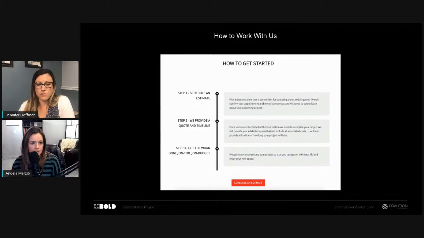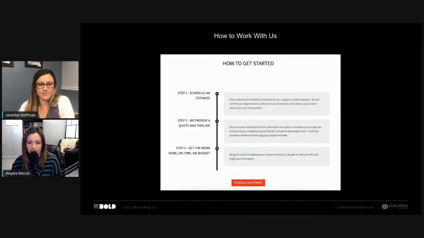And this one is from a contractor website. To me, it seems really easy to get started, especially on something that can feel so overwhelming as a renovation in my house. So step 1 is to schedule an estimate. That's a bigger block of text on the left, and then there's a bit more information if you want to read that. Step 2 is providing a quote and a timeline. And step 3 is get the work done on time and on budget.